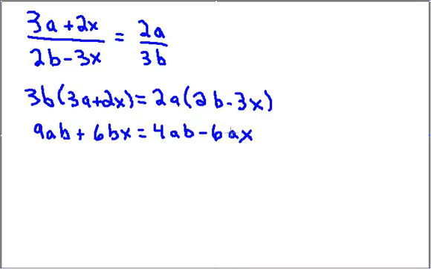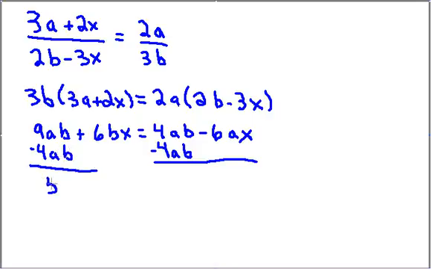We still need to get the x's on the same side of the equation. Well, we also have an additional term here that is an ab. We have a 4ab here and a 9ab over here. Well, let's go ahead and get this 4ab to the other side. We're going to subtract 4ab from both sides. So if I subtract 4ab from the right side, I also need to subtract it from the left side. And what I'm then left with on the left-hand side is 5ab plus the 6bx.